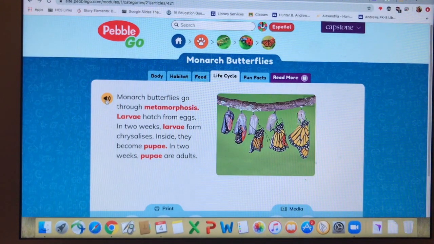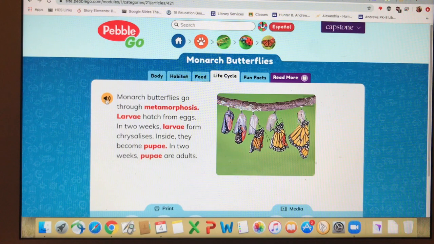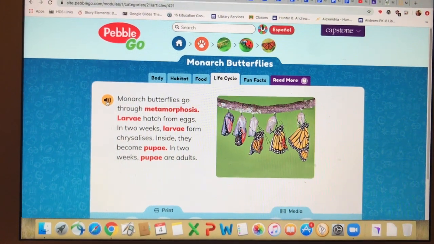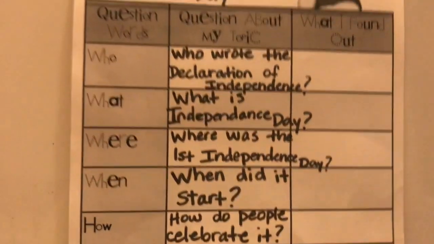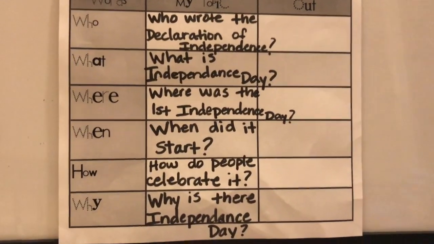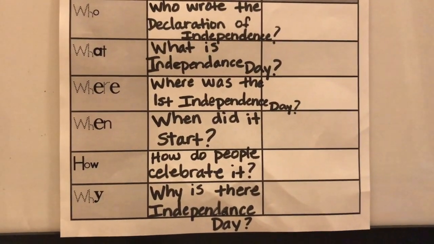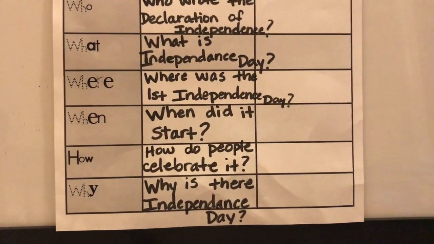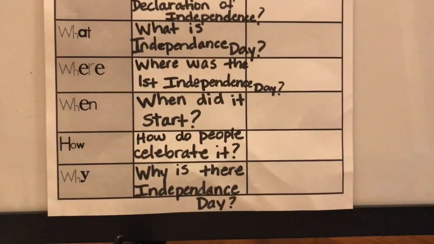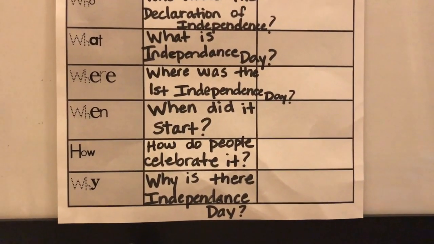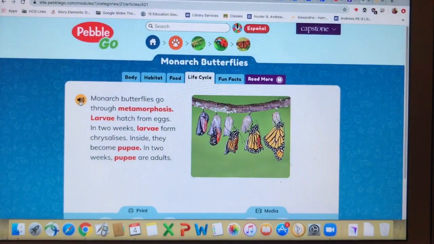Now, for 2nd grade, we're going to do Independence Day. Okay, so let's look at our questions again. We have, who wrote the Declaration of Independence? What is Independence Day? Where was the first Independence Day? When did it start? How do people celebrate it? And why is there Independence Day? All right, so let's go back to PebbleGo. And this is for our 2nd graders.